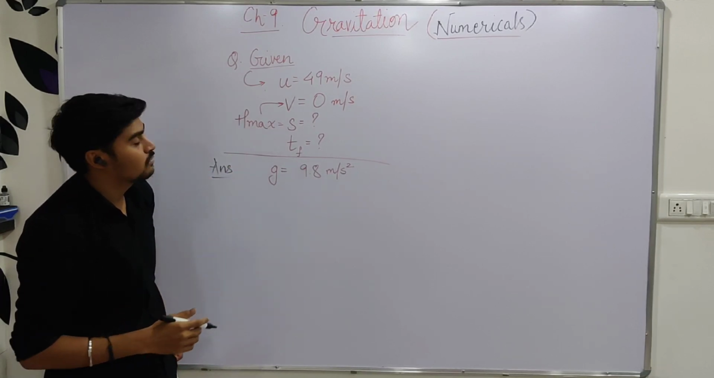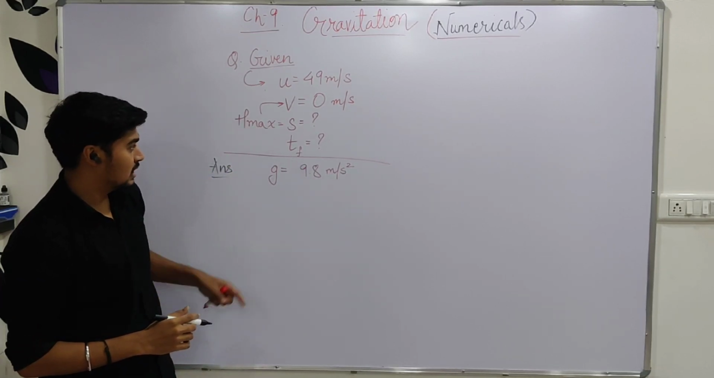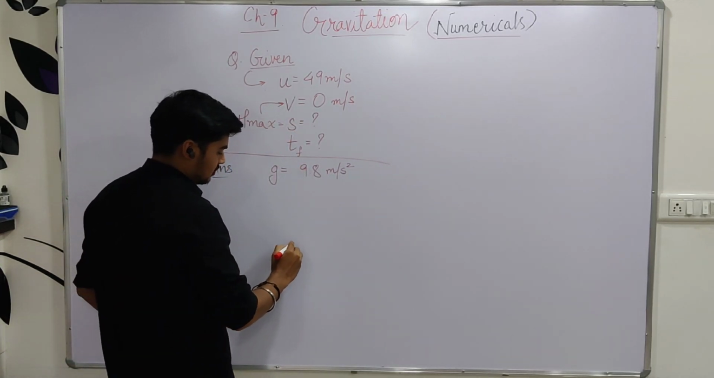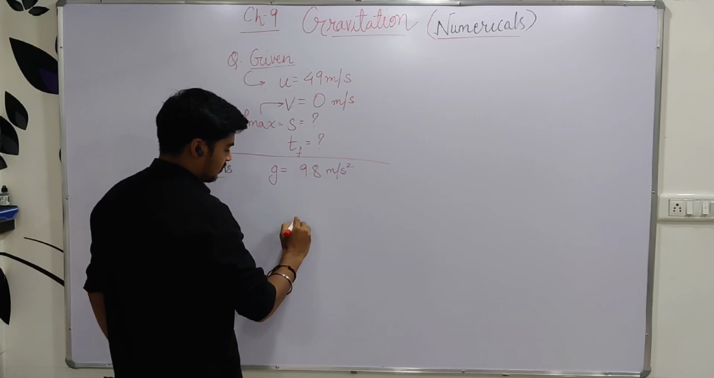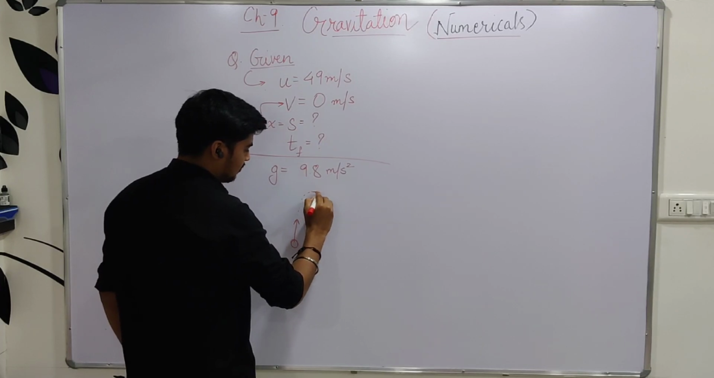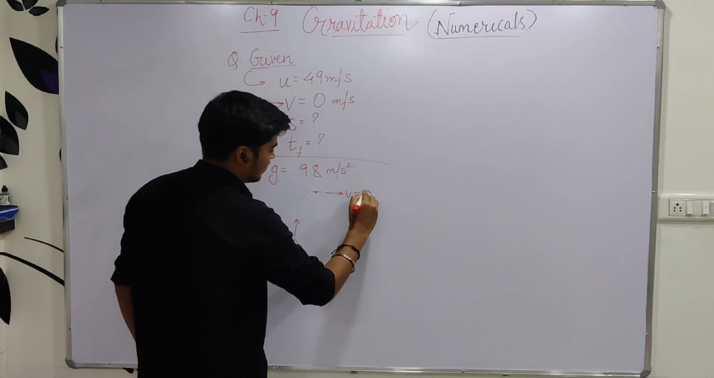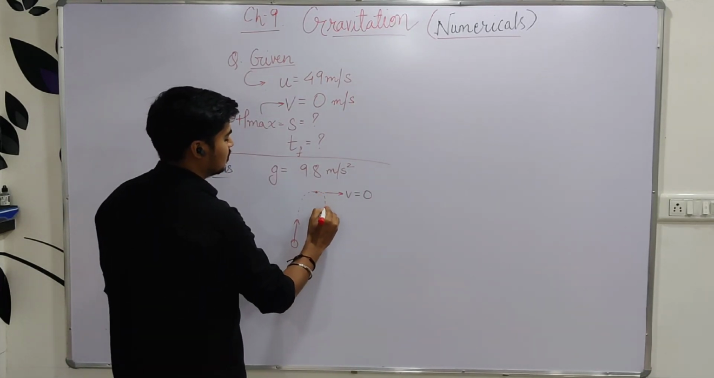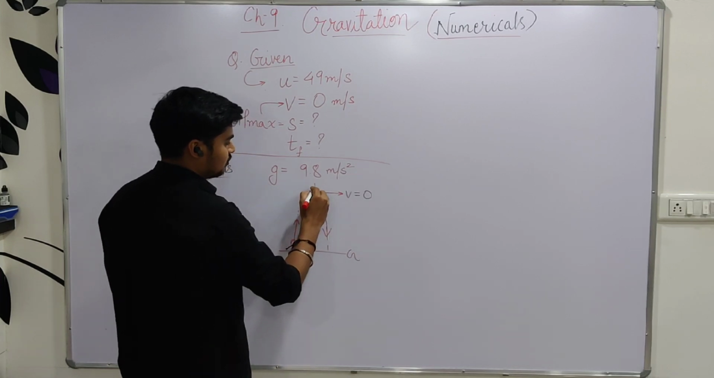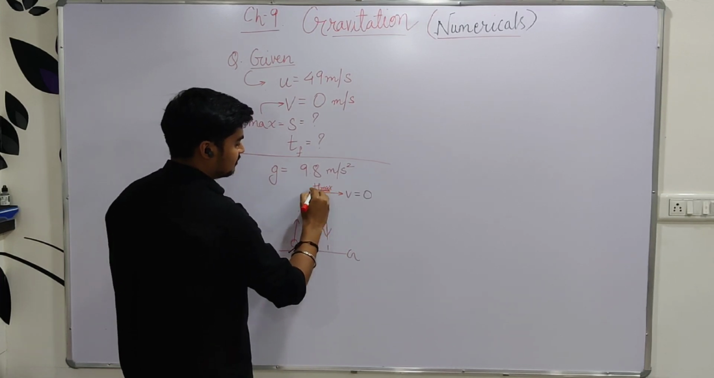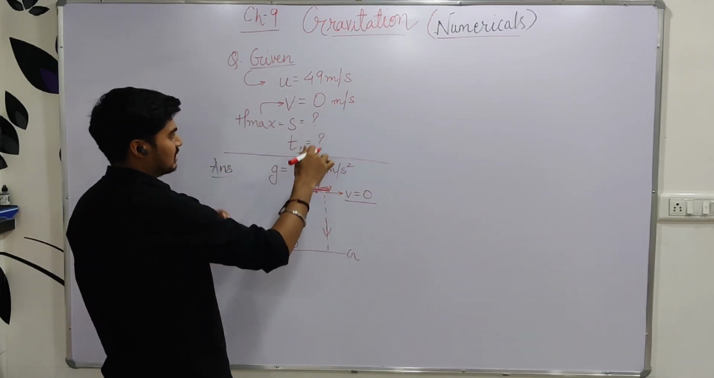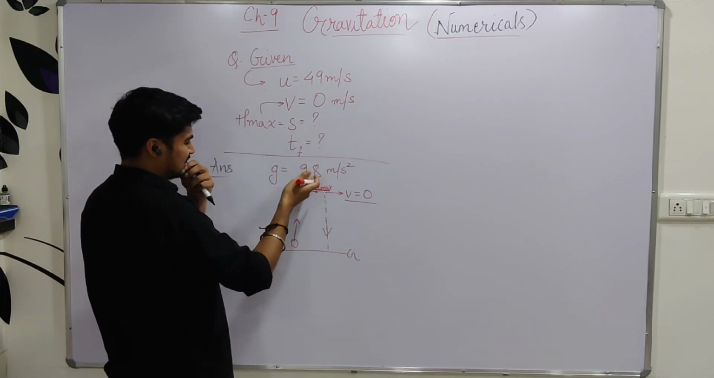Initial velocity is given as 49 meter per second, and as you can see, we have to calculate the maximum height. Let's try to find out the concept. When an object is moving upward, after some time it will reach a maximum height, but when it reaches the maximum height, at that time, for a fraction of a second, its velocity is 0, and then it will come back to the ground. Clear? So whenever it reaches the maximum height, its velocity will be 0. That's why I have taken the velocity as 0 meter per second. So we have to calculate that maximum height, h max.